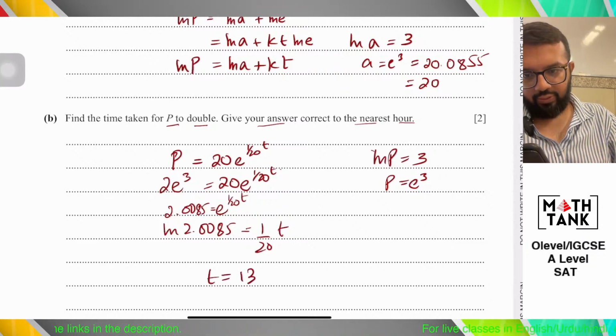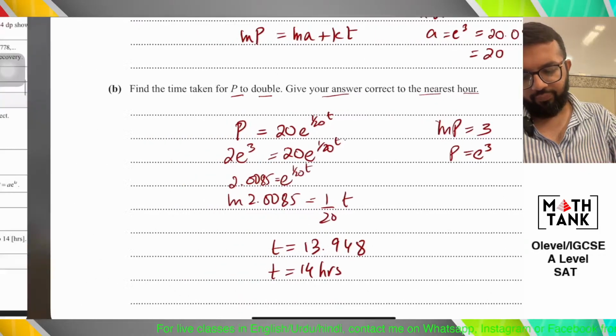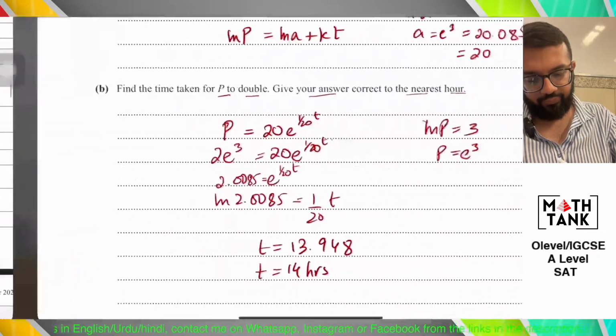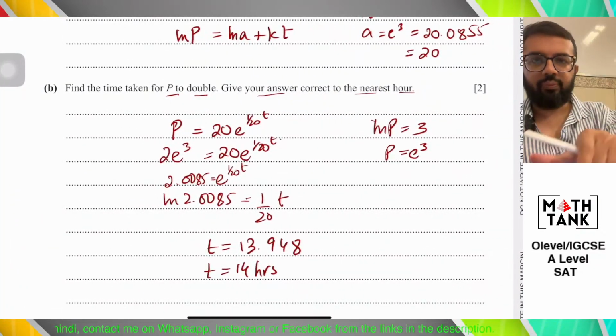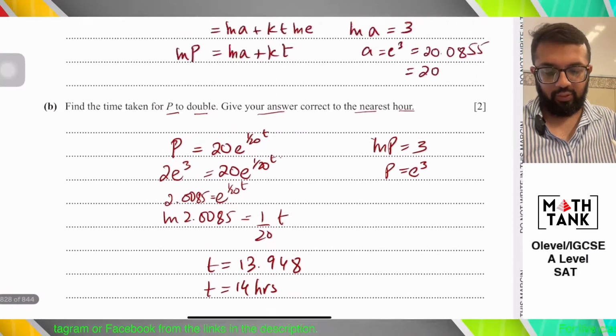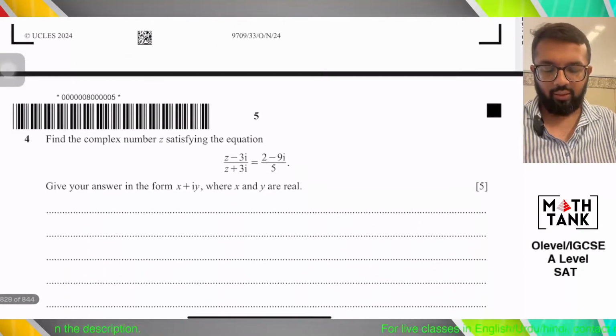P is 13.948. So t is 14 hours. Just checking. Yeah, t is 14 hours. Okay. I just took the starting value, doubled it, and then solved the question.